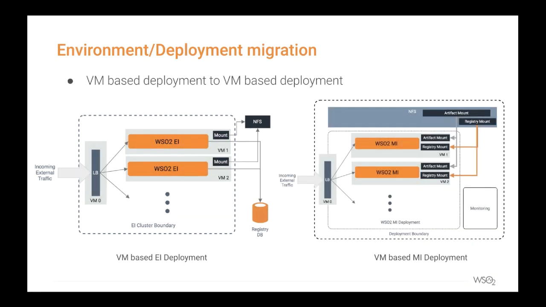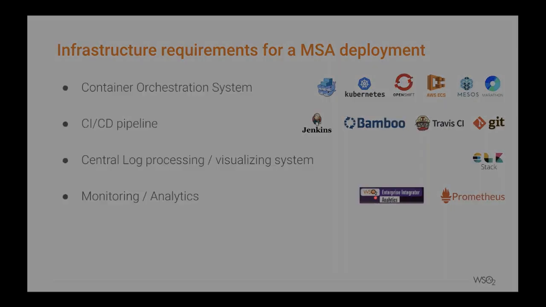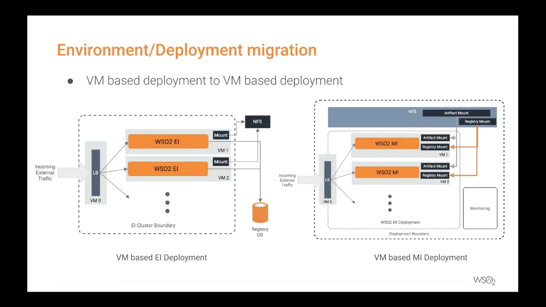And also, you may be migrating from a VM-based deployment to a VM-based Micro Integrator deployment. If you would like to use Micro Integrator as the centralized ESB of your organization, then you have to mount the artifacts as well as the file-based registry to a network file system, so that all artifacts get synced and the changes in the registry get synced to all the other nodes. Those are the main things that you think about when migrating the environment.